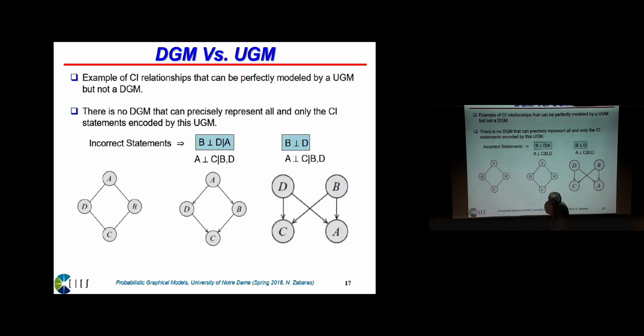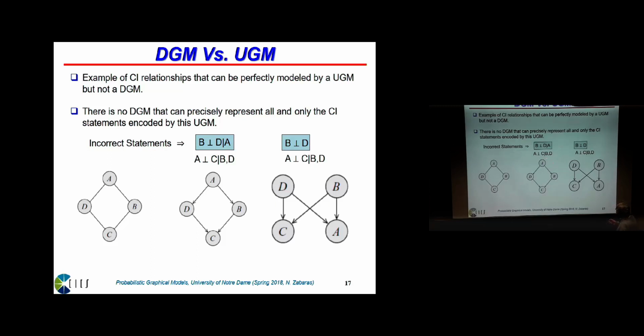So A is independent of C, given what? D and B, because every path is blocked by D and B. And similarly, D and B are conditionally independent given A and C. So the question that someone may ask is: is there any directed graph that encodes exactly the same independence relations as this undirected graph? The answer is no, and what I demonstrate here is two examples. You can try as many as you want.